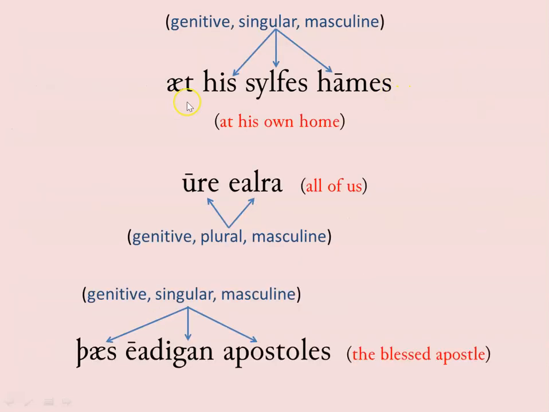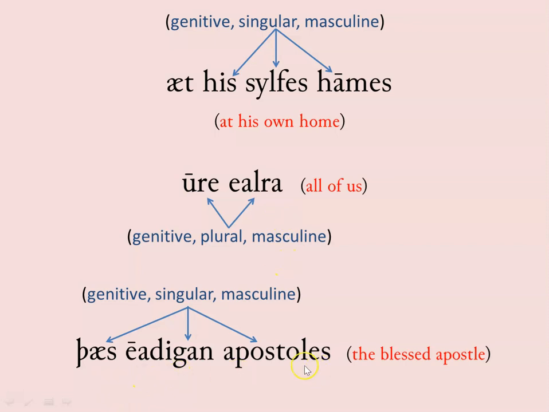All right, so here are some examples. At his sylfes ham, at his own home. His sylfes is genitive, singular and masculine. So the number and the gender must agree, according to this rule. Let's go on to another one. Ure ealra is genitive plural in number, and gender is masculine for both. They agree with each other. They follow the rules of grammatical agreement.